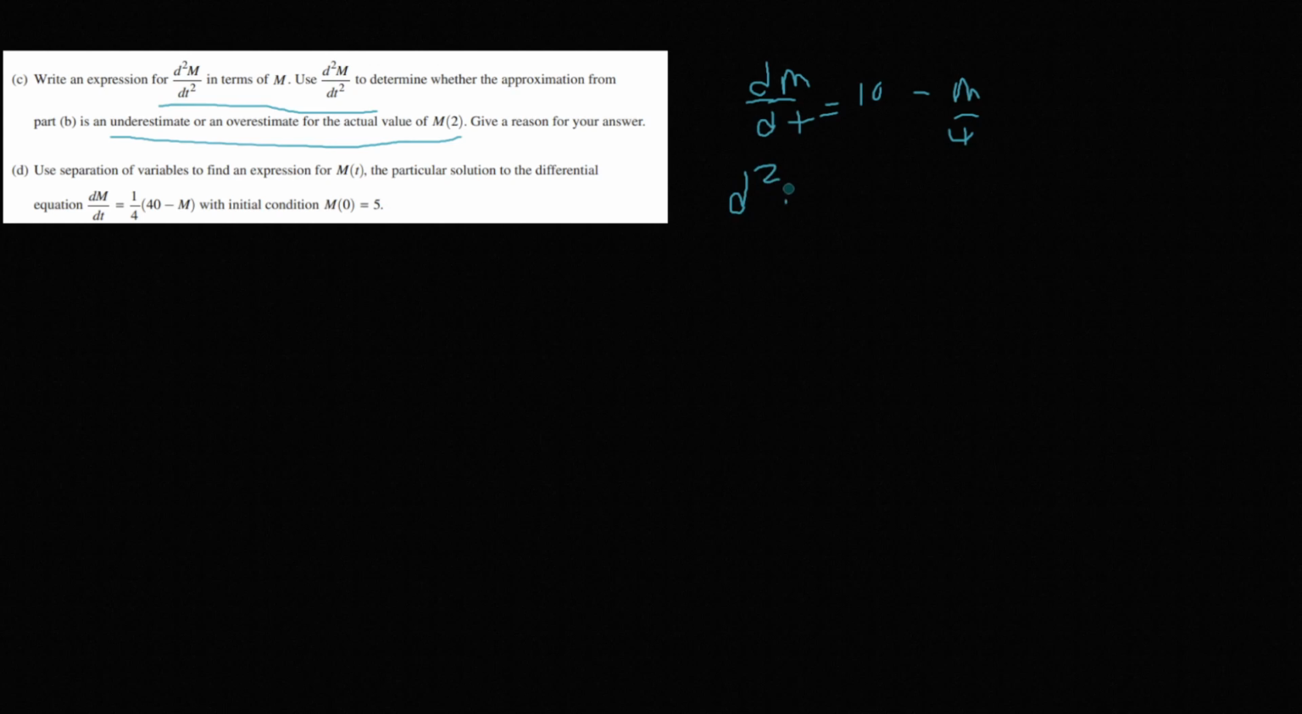So d2m/dt squared: we're going to just take the derivative again with respect to t. So the derivative of 10 is 0, and minus m over 4 becomes minus 1/4 dm/dt, because we are differentiating with respect to t. And then I will substitute dm/dt back, so negative 1/4 times 10 minus m over 4.